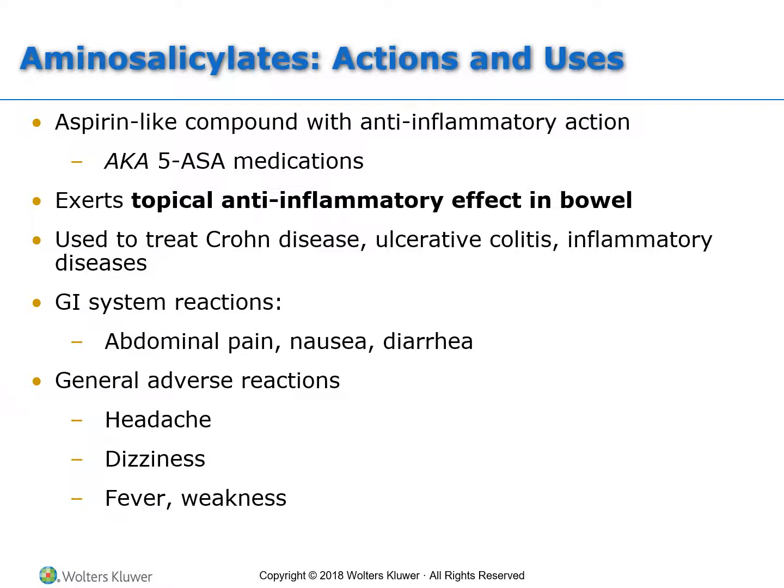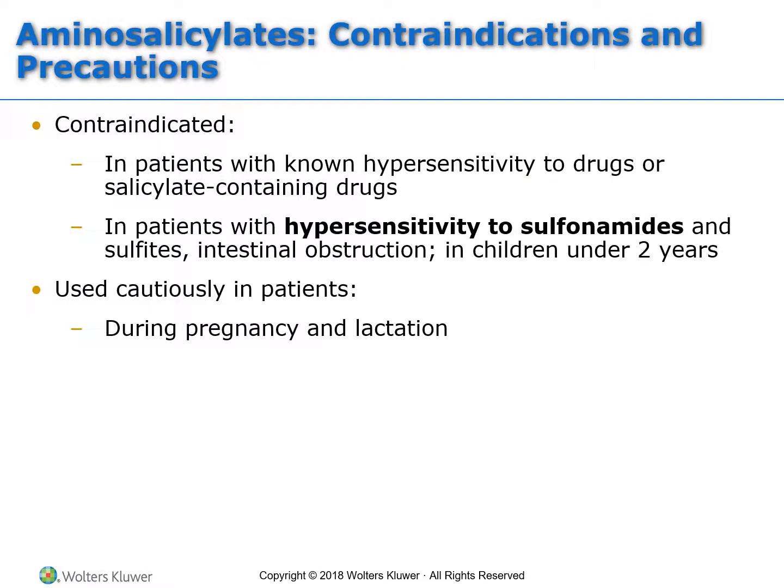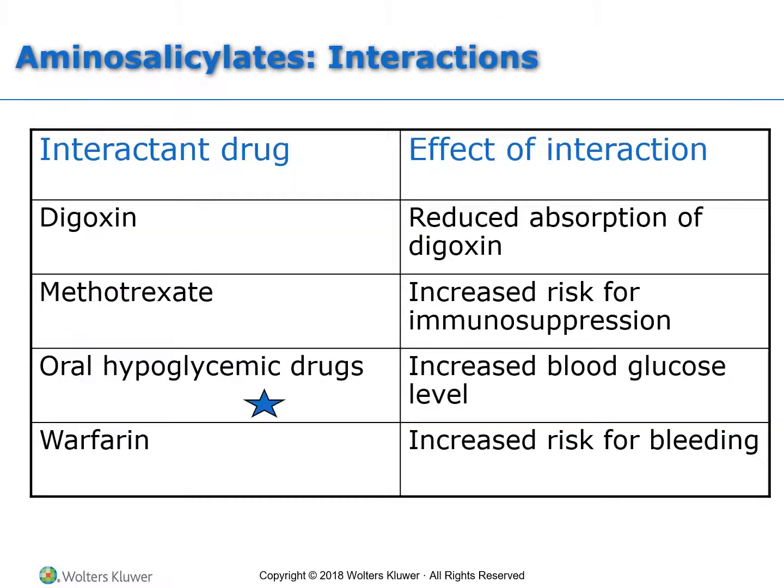GI system reactions are abdominal pain, nausea, and diarrhea, which ironically are also symptoms of the disorders they treat. General adverse reactions are reported as headache, dizziness, fever, and weakness. These are contraindicated in anyone that has a hypersensitivity to salicylate medications, as well as, I want you to remember this, there is a cross hypersensitivity to sulfa. So if somebody has a sulfa allergy, they should not take any of the medications in the aminosalicylate group. They are used cautiously in patients during pregnancy and lactation.